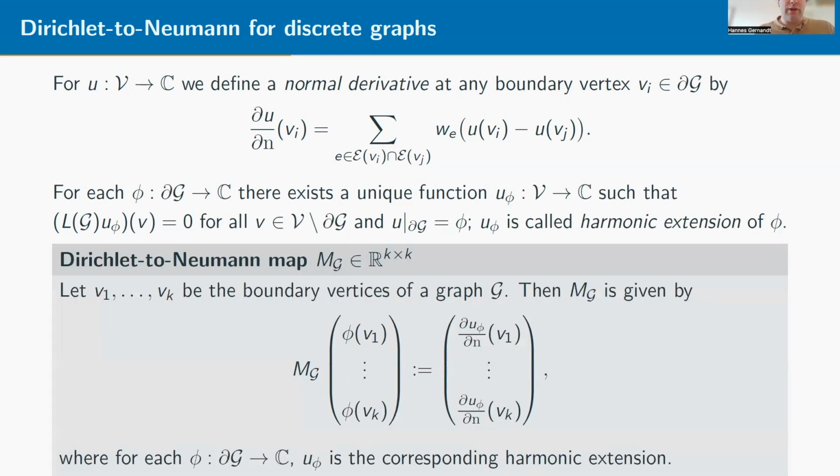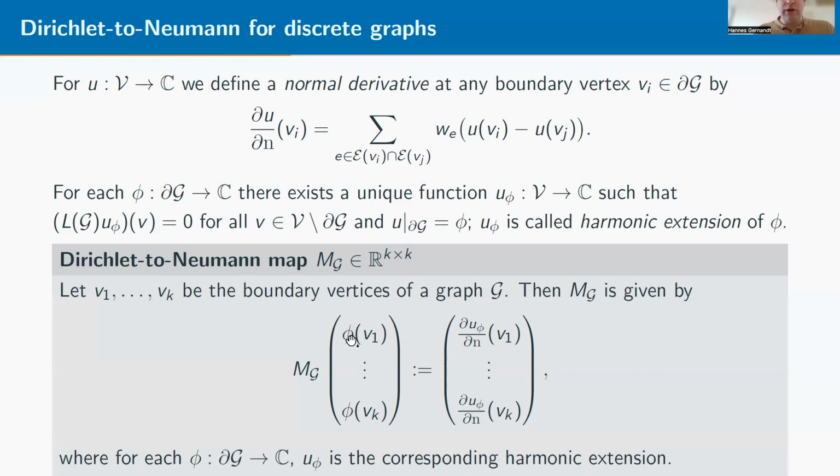And with this, we can define the Dirichlet to Neumann map, or in fact matrix, of a discrete weighted graph. So if you consider the boundary vertices V1 to Vk, then the Dirichlet to Neumann matrix is defined by this relation.